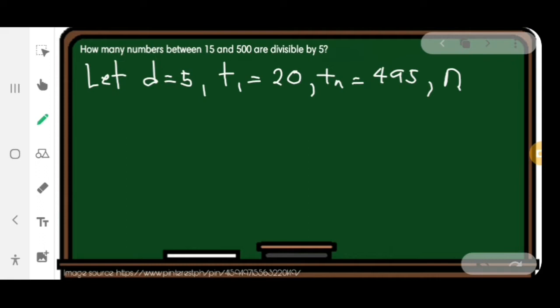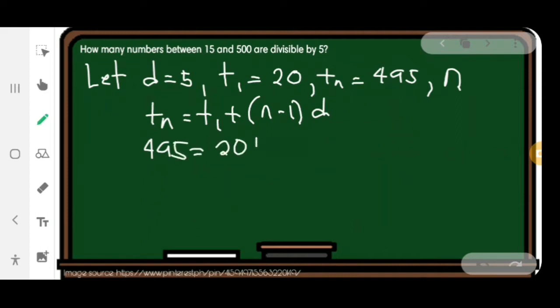And that is t sub n is equal to t sub 1 plus the quantity of n minus 1 times d. Now, let us substitute the given value. So, our t sub n is 495 equals t sub 1, which is 20, plus our n is unknown, so n minus 1 times 5. Now, follow the order of operations in simplifying the equation. So, we are going to multiply n minus 1 and 5 first.